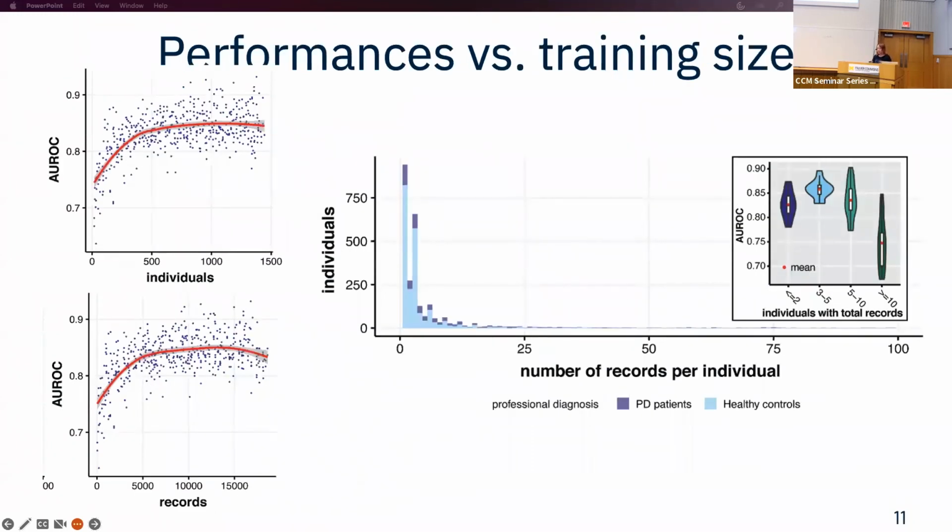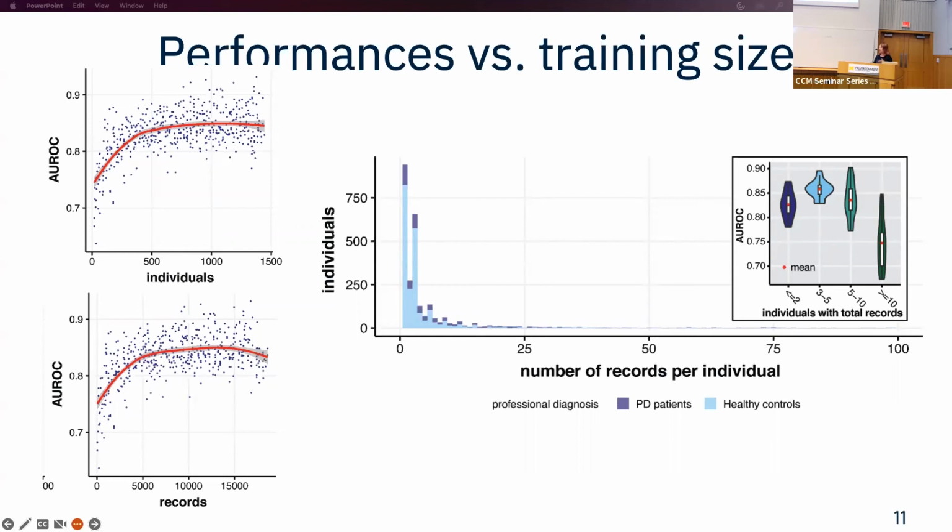So we also evaluated performance versus the training size of our model. This figure shows how the prediction performance increases with the increase of training size, but reaches a plateau after about 500 individuals and 5,000 records. This shows that our training data set is adequate to train a good performing machine learning model. It already reached the plateau of the maximum prediction performance.